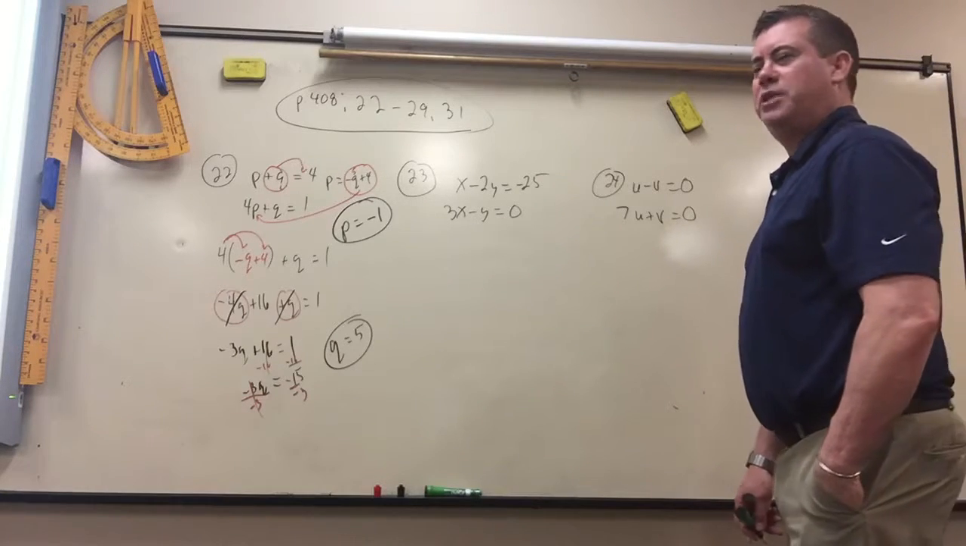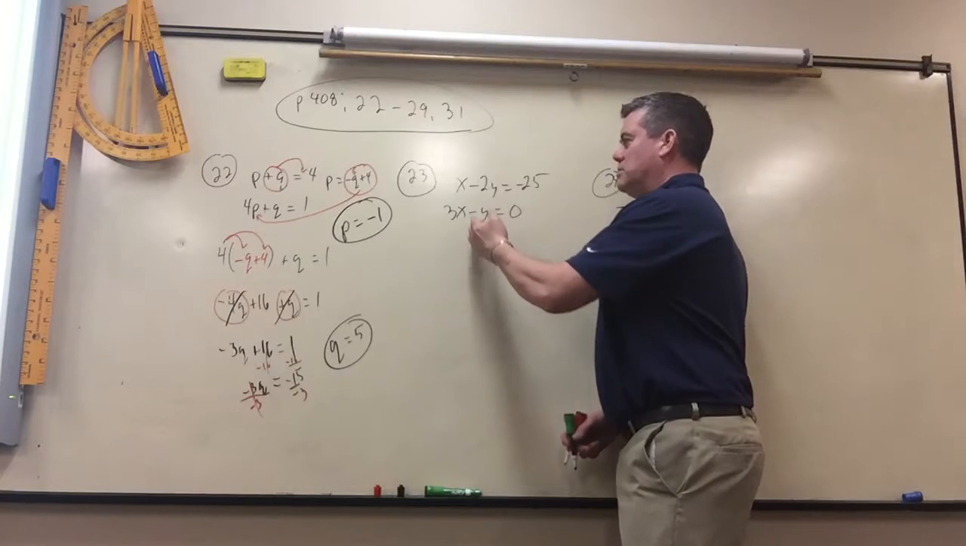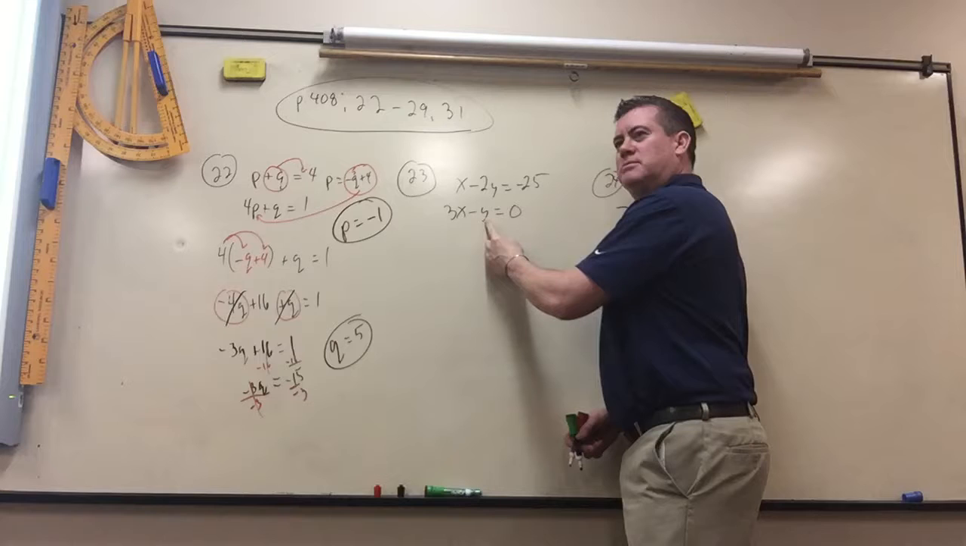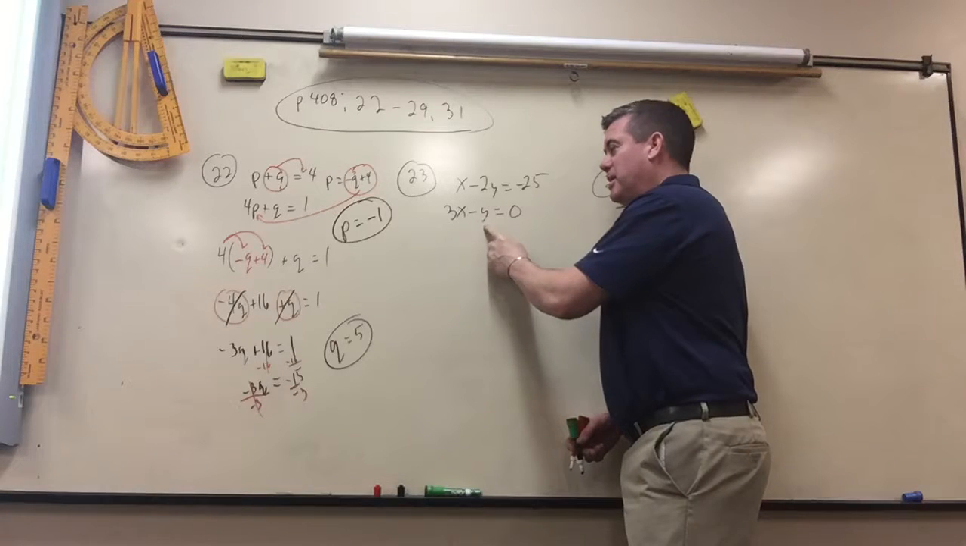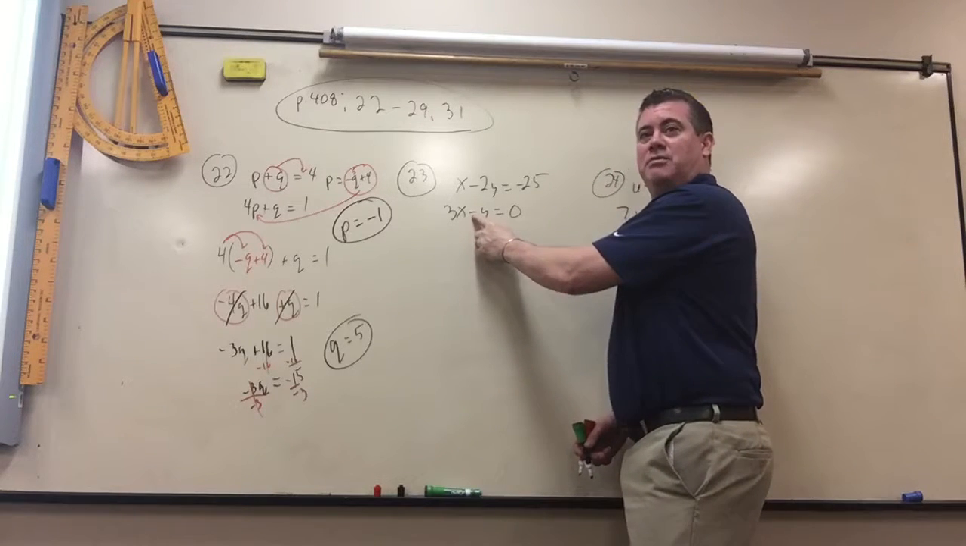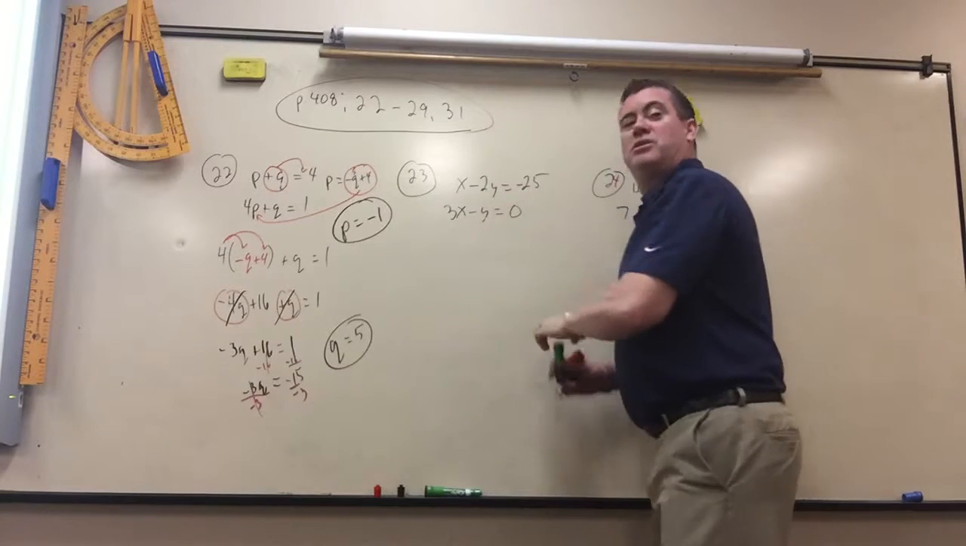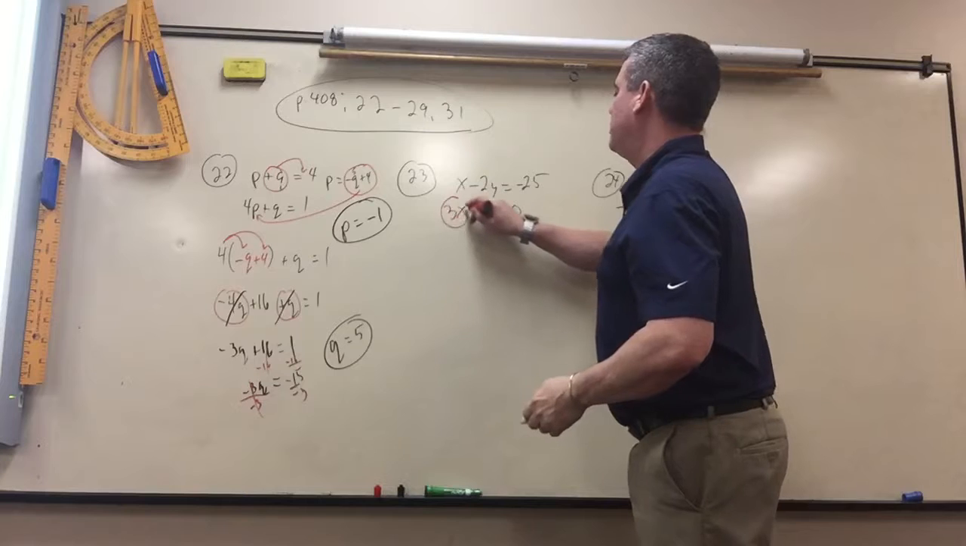Okay, for 23, I could either get this x by itself or this y. The y. Now that's going to be a little trickier because it does have a minus in front of it. It's not that much trickier. I would just move this over and then change all the signs. Okay, so let's do that.